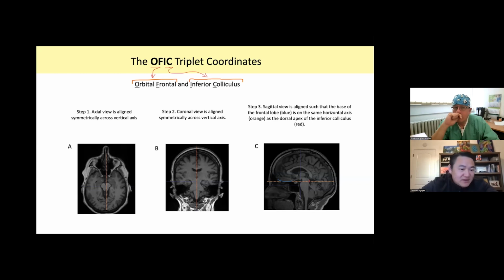First, step 1, in the axial view, you align the brain vertically. Okay, and then in step 2, in the coronal view, you also align it vertically such that the midline of the brain is vertical. And then in step 3, you have to find an objective way to align the sagittal view. And we did this by defining a line that has to intersect 2 points.